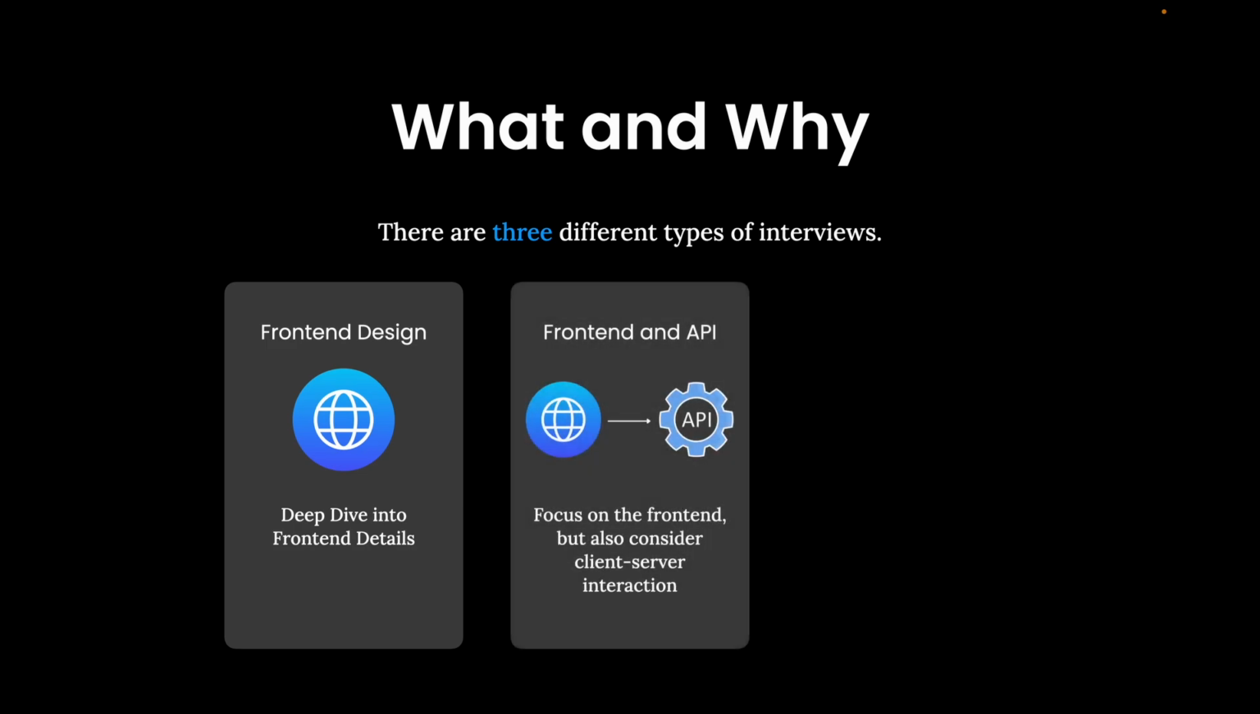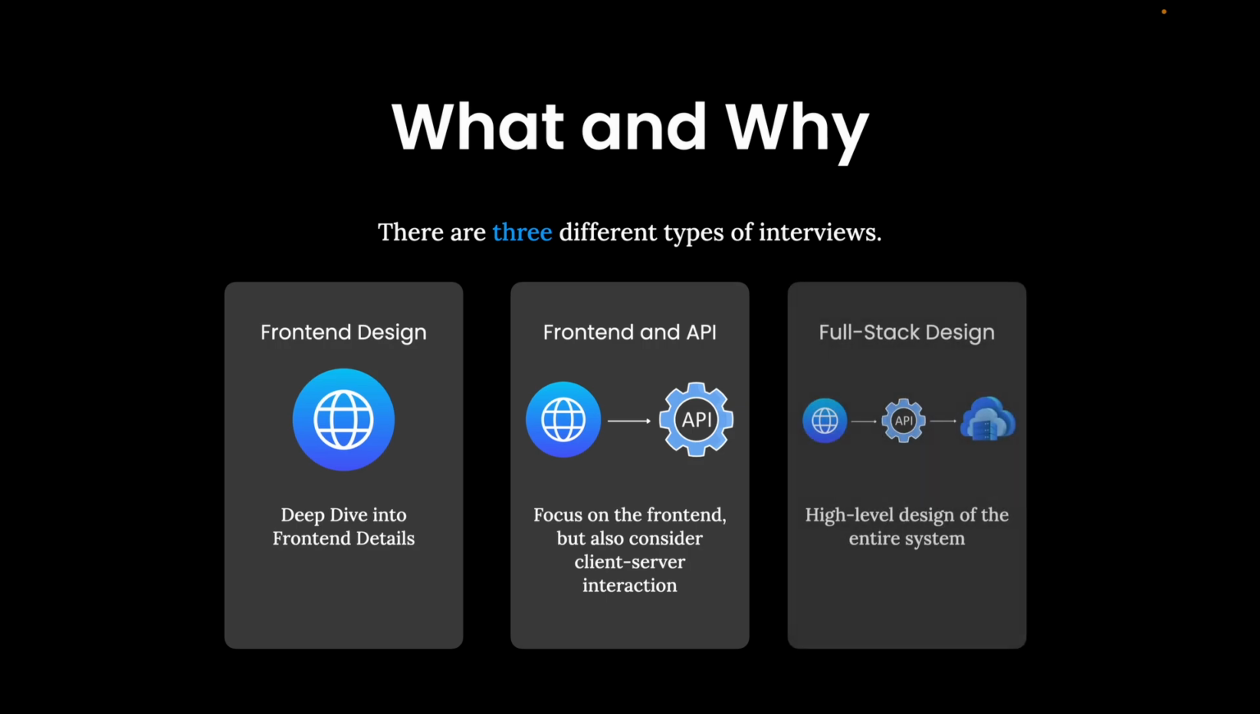The next type is front-end plus API design. Here you still focus primarily on the front-end, but you also need to think about client-server communication. This means designing an API, modeling data for API responses, and explaining how the front-end and backend communicate. For example, you might be asked to design a dashboard that fetches data from a backend through the API. You won't just focus on UI, you will also need to define how the API should be structured, what data should be returned, and how the front-end will consume it efficiently.